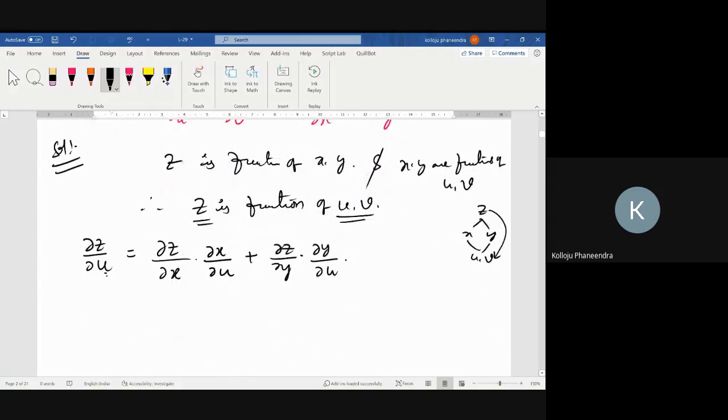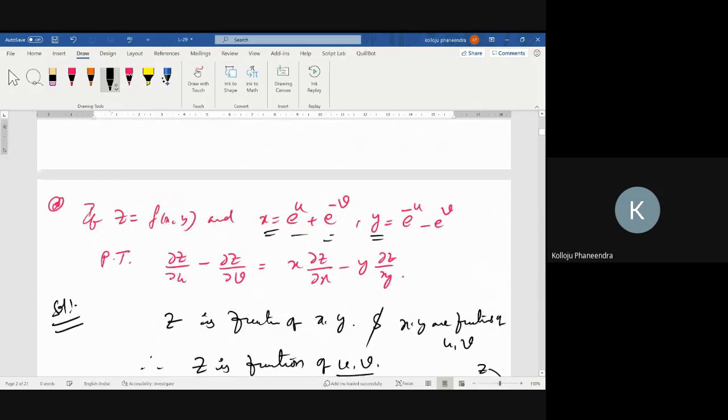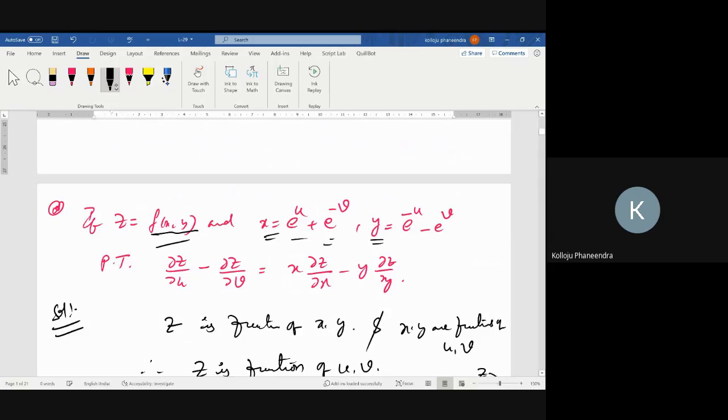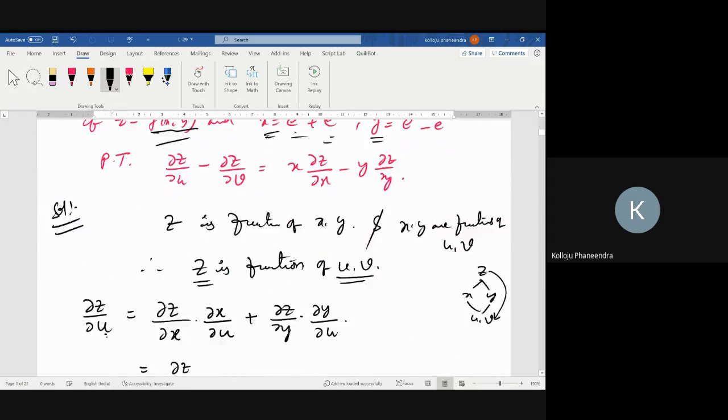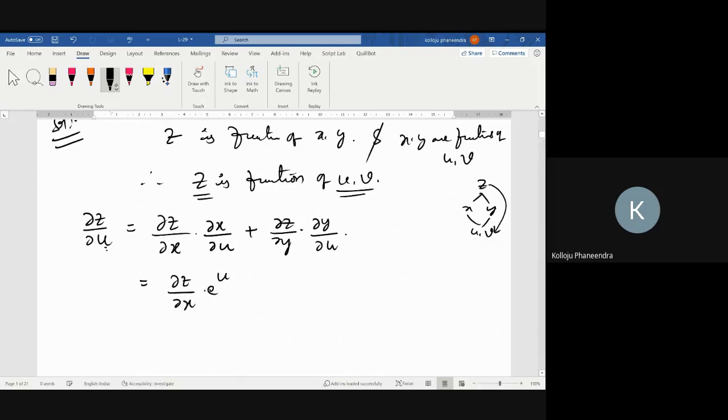Now, what is ∂z/∂x? This is as it is, ∂z/∂x as it is, because z is given as simply f of x, y. Now, what is ∂x/∂u? e to the power u. ∂x/∂u is e to the power u. And ∂z/∂y as it is, ∂y/∂u is what? y is e to the power minus u, so minus e to the power minus u. This is the value of ∂z/∂u.